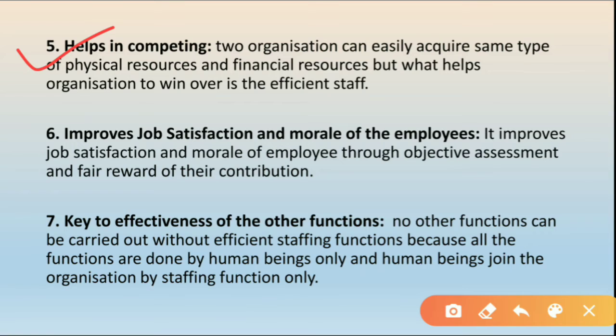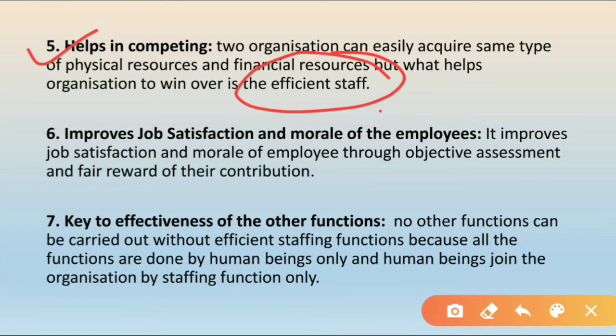Now the fifth point is it helps in competing. Staffing is the function which helps in competing. How? See, two organizations can easily acquire the same type of physical resources and financial resources, but what helps an organization to win over is the efficient staff. That is what it is all about. We always say that our staff, our employees, the people who are working in the organization, are the working assets of the organization. Because of them only the organization is growing, right? Even if the organization has sufficient financial and physical resources, but does not have efficient staff, then how will they grow? Because they are the ones who actually work for the organization and take it to new heights.